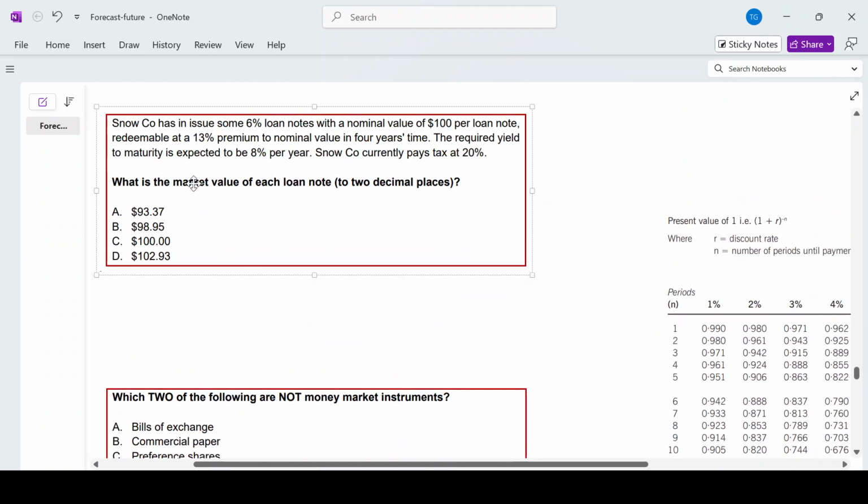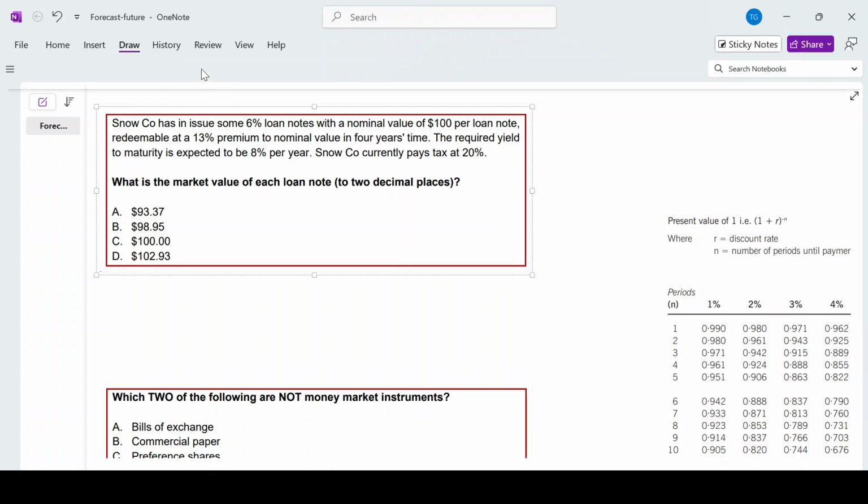The very first question that this examiner's report provides to us is: Snow Company has in issue some 6% loan notes with a nominal value of $100 per loan note, redeemable at a 13% premium to their nominal value in 4 years' time. The required yield to maturity is expected to be 8% per year, and Snow Company currently pays tax at 20%. You have to calculate the market value of each loan note, giving the answer to 2 decimal places. Now over here, the common mistake which the students make: they're asking you about the market value.